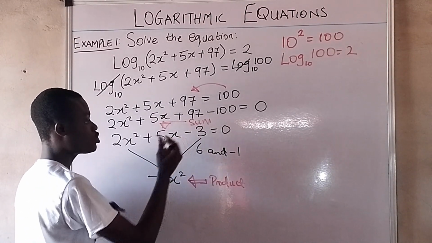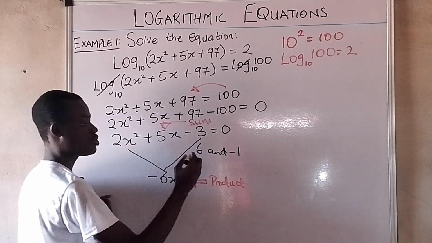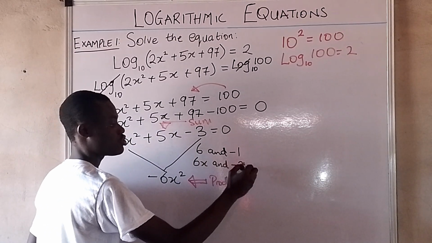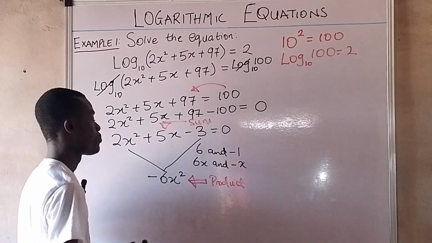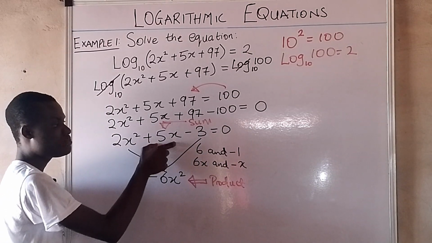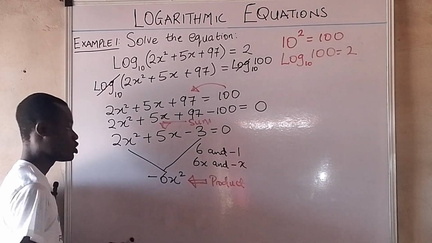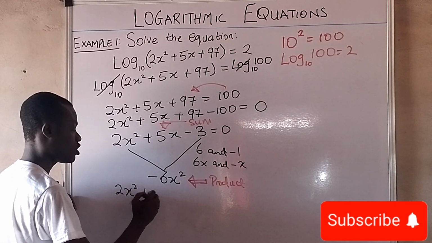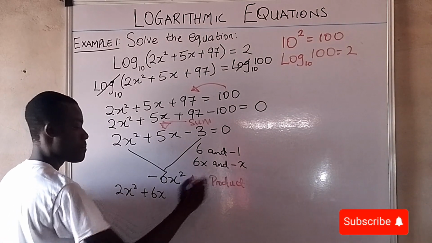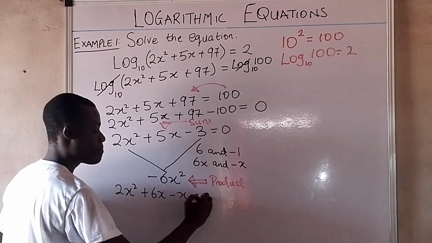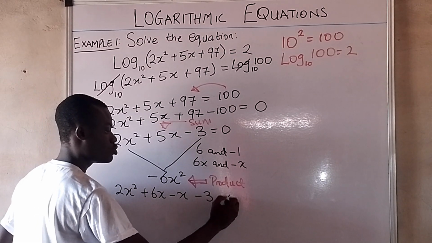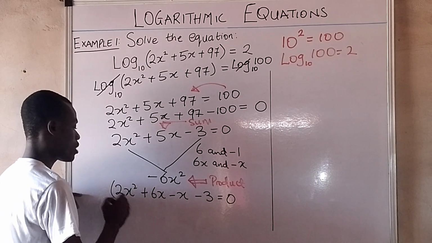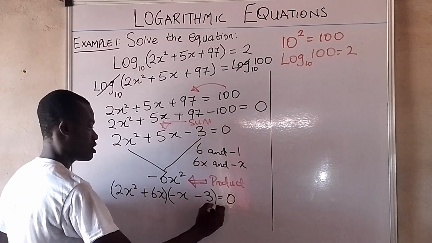So now we are going to add the unknown. The unknown in this case is x, so it becomes 6x and minus x or minus 1x. They are the same thing. So in this case, I'm going to replace this middle number with these two factors. So I'm going to have it as 2x squared plus 6x minus x minus 3 is equal to 0. So we are going to group them in twos. We are going to take this, then take this other one.